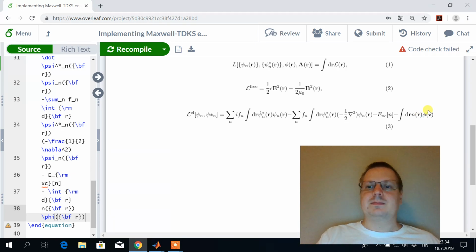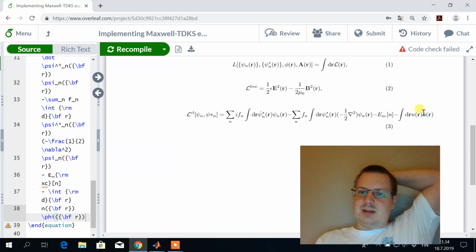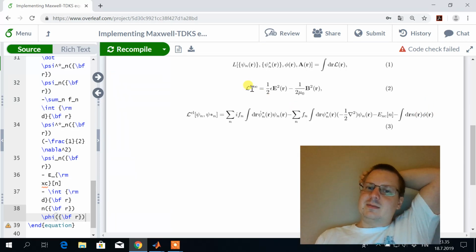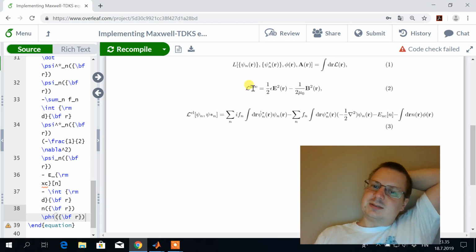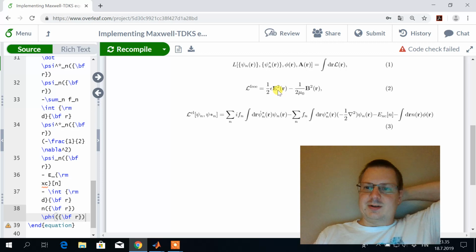But let's see, from the free photon field Lagrangian, one also gets some nice results from the phi. So I think it would contain here the E squared, that would actually contain the Hartree energy. Alright, nevertheless.